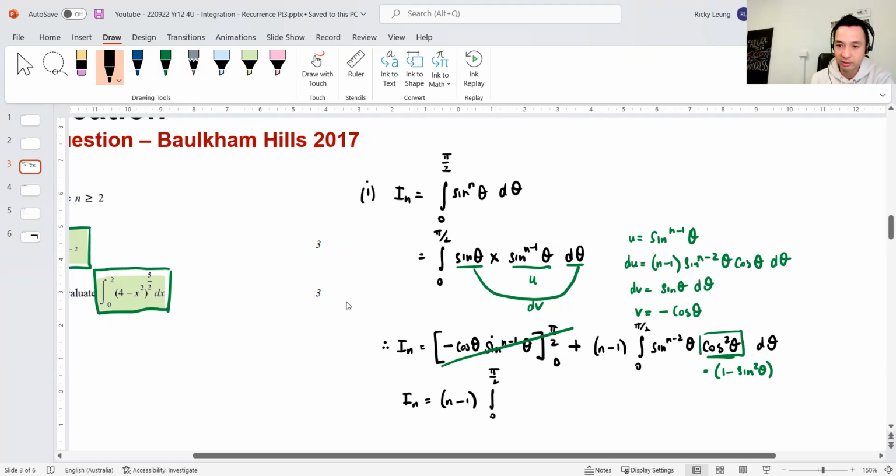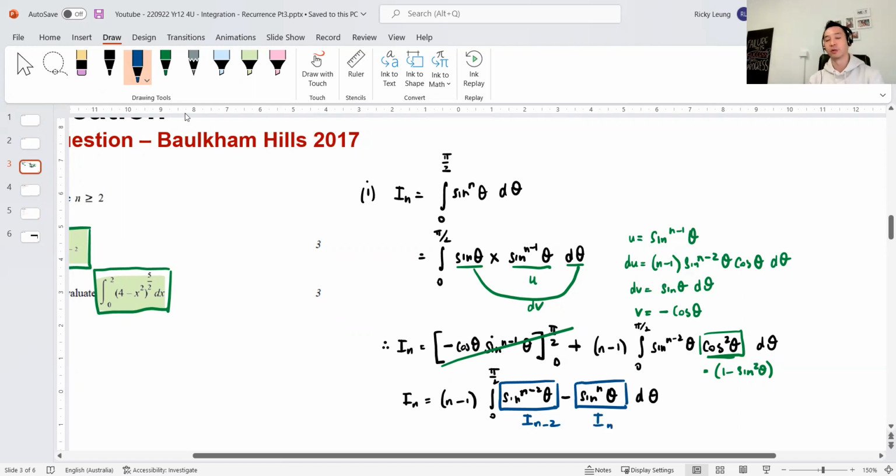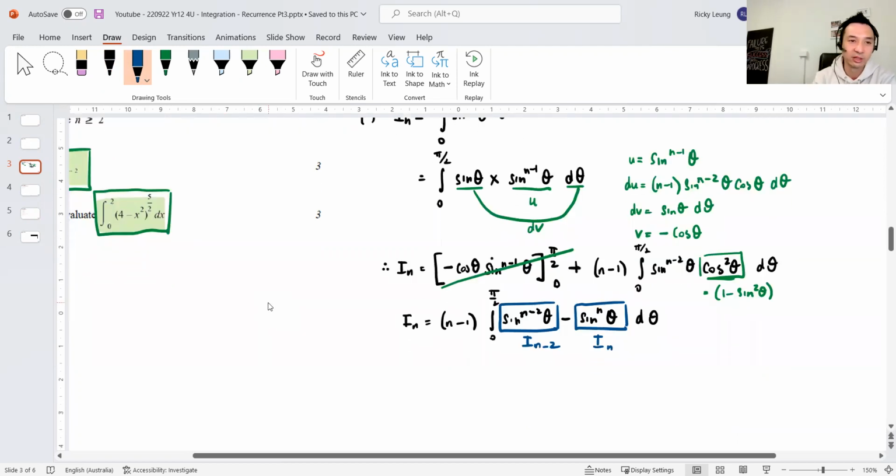Now expand that, so sine^(n-2) theta minus, and then the 2 fills in the gap to make it sine^n theta d theta. And just to be clear, that guy there looks like the original, but with n minus 2, so that is I_(n-2), and that looks exactly like the original function, I_n. So we're going to put that in, take it over, factorize, make I_n the subject, and then get the full 3 marks.